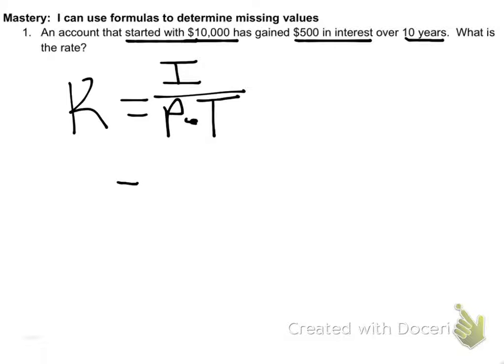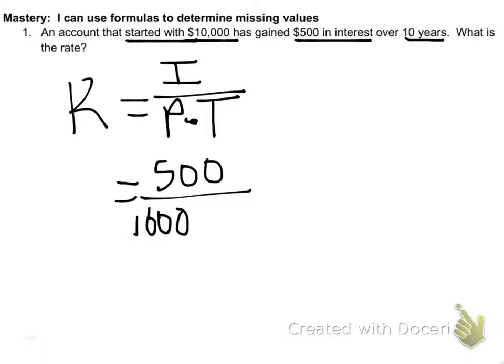Interest was 500. P was the principal, so 10,000. And then last but not least, T for years, so 10 years. All I have to do is plug this into my calculator.